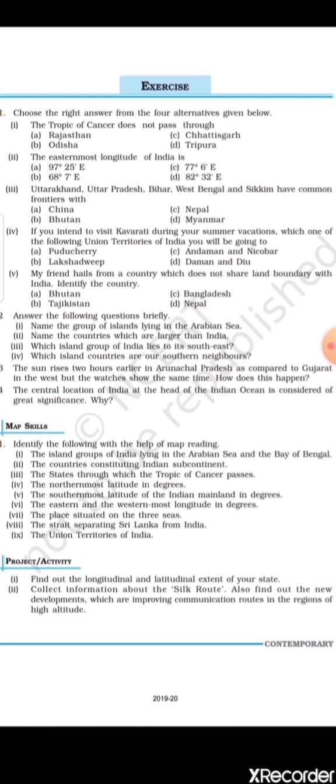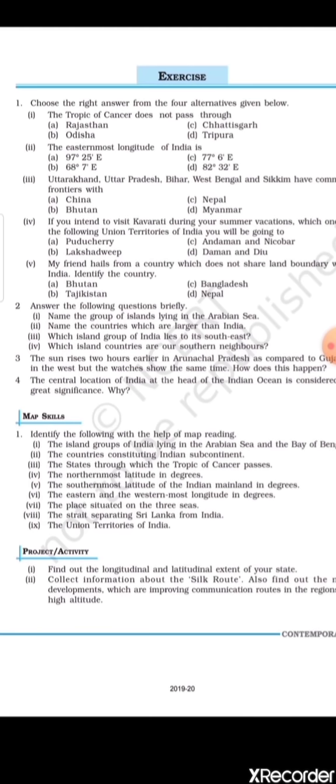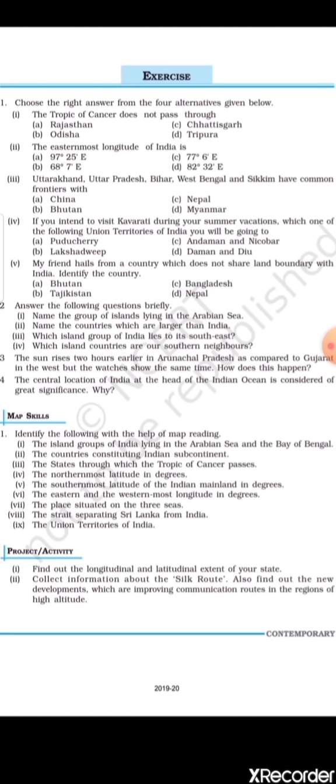So what is the reason behind this? Because the 82 degree 30 minute east longitude has been selected as the standard meridian of India, which gives the whole country a uniform time, and this meridian passes from Mirzapur in Uttar Pradesh and it passes through the center of our country. The next is, the central location of India at the head of the Indian Ocean is considered of great significance. Why?